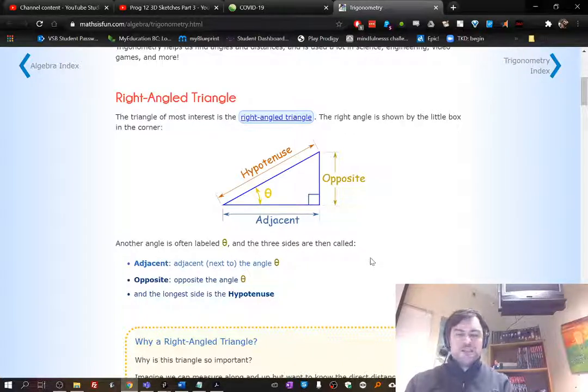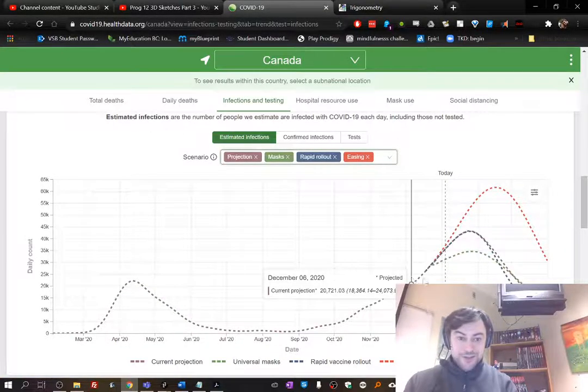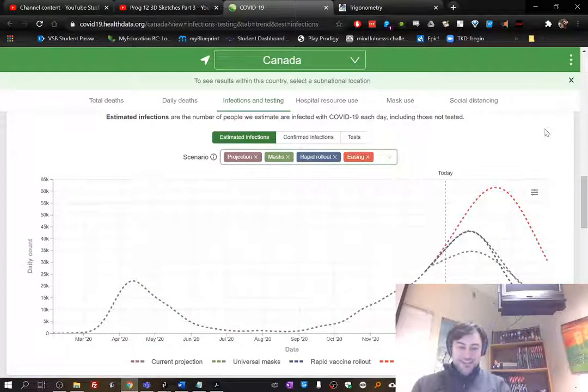Last but not least, here's another relationship. Oh my gosh, this relationship has been ruling our lives for the last little while. I've never been more afraid of a graph in my whole life. The infection rates of COVID-19, right? This is a big graph that we see. And it's hard to know exactly what the relationship is here.